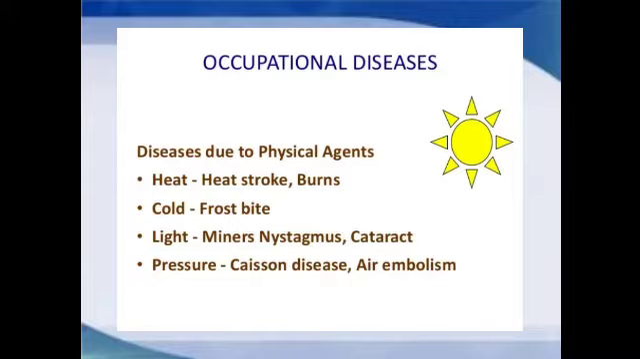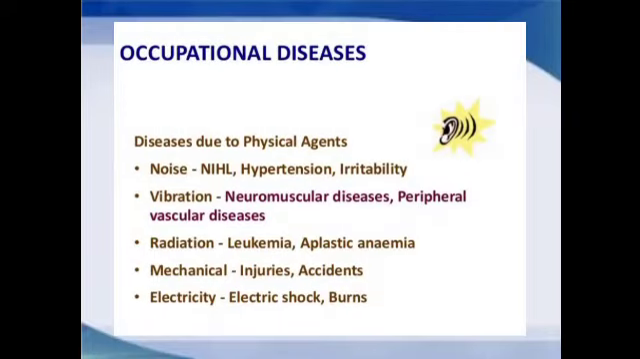Then, the pressure, which is the Caisson disease or air embolism. When we say Caisson disease, it is a disease where an air embolism, blood gets trapped in the blood vessels. So, next are diseases due to physical agents again. The noise, it can cause hypertension and irritability. The vibration, it can cause neuromuscular diseases, peripheral, and vascular diseases.